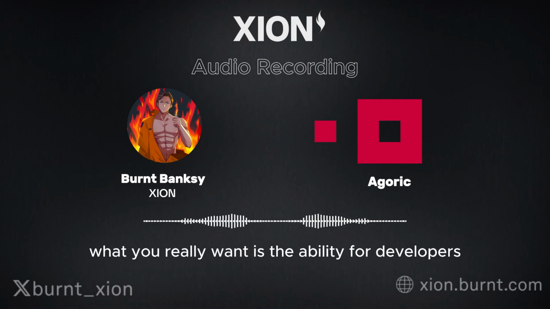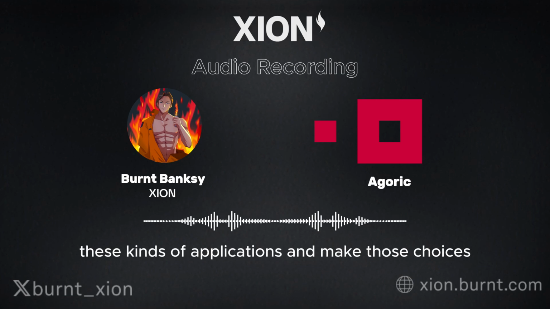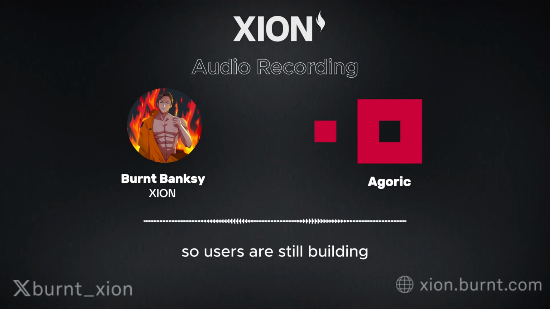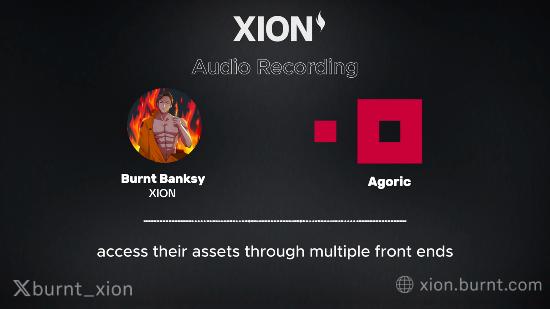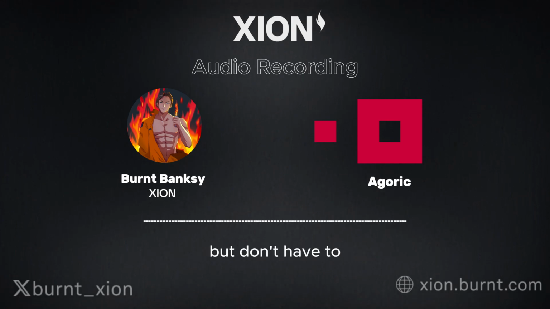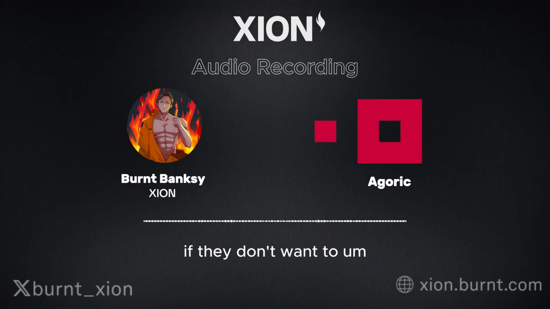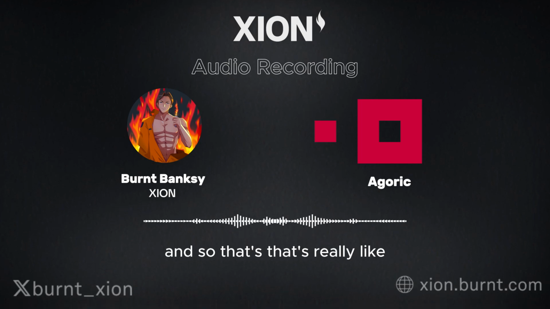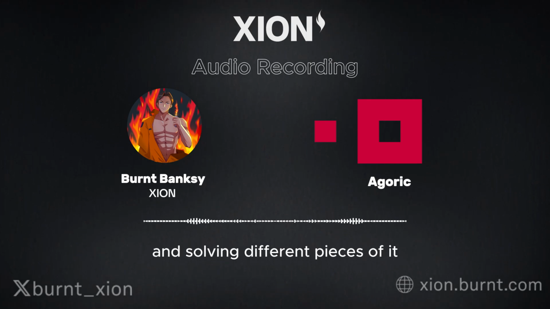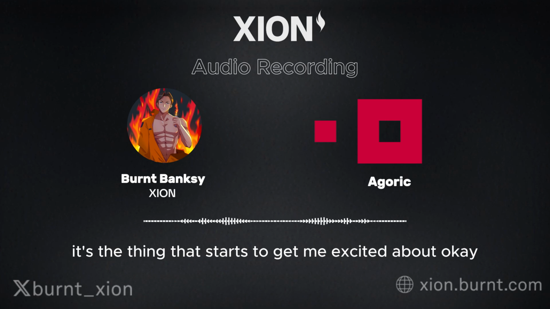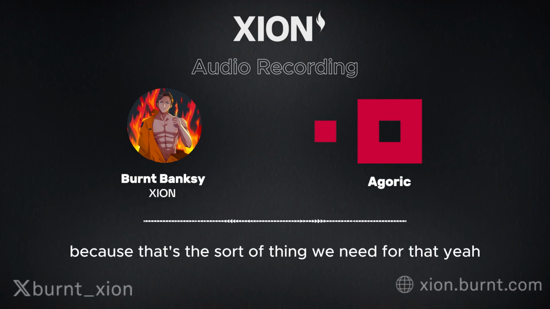And so what you really want is the ability for developers to build these kinds of applications and make those choices largely on behalf of their users. So users are still working in a decentralized ecosystem, still able to access their assets through multiple front ends, all the things we love about crypto, but don't have to spend the pain to manage their own resources if they don't want to. I love seeing different projects coming at the same problem from different angles and solving different pieces of it, because it's the thing that starts to get me excited about, okay, maybe in the next year we will see some real breakout things, because that's the sort of thing we need for that.